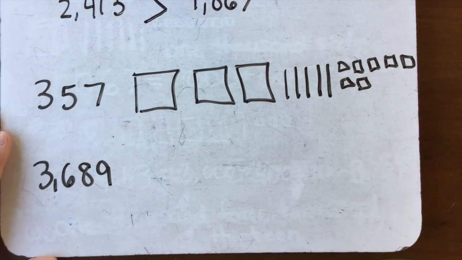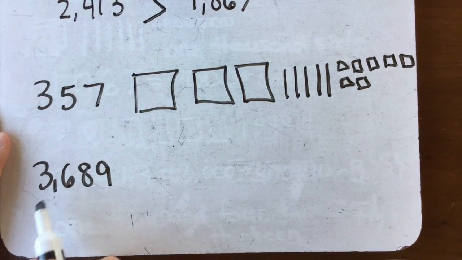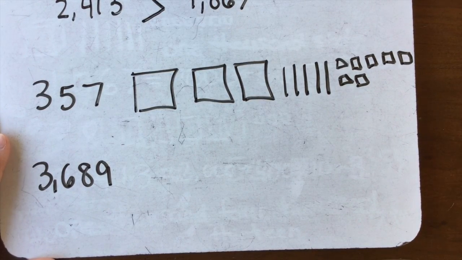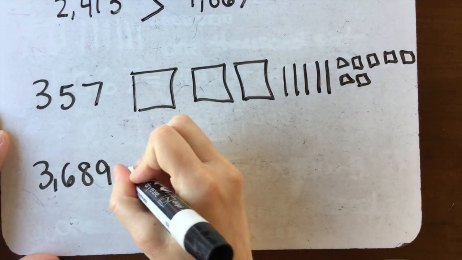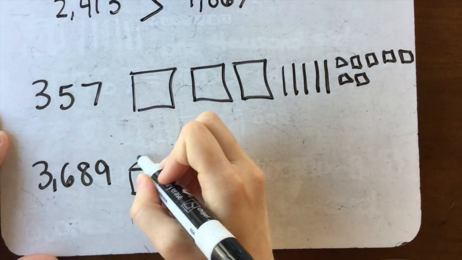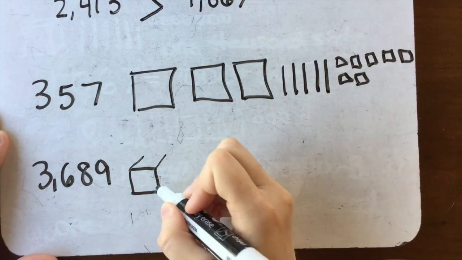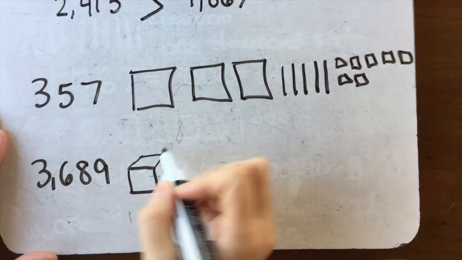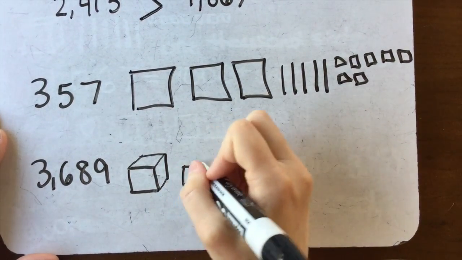Let's go to this number. So we have thousands in this one. So watch carefully how I draw the thousands block because that can be kind of tricky. The first thing that you're going to do is you're going to draw a square. Then you're going to put 3 diagonal lines that are all diagonal going the same way. And then you're going to connect them. So we need 3 thousands.